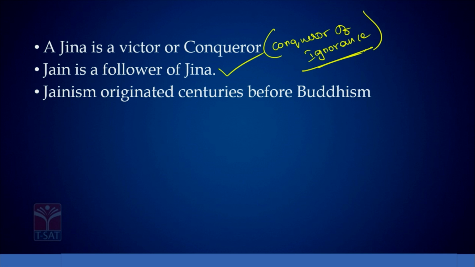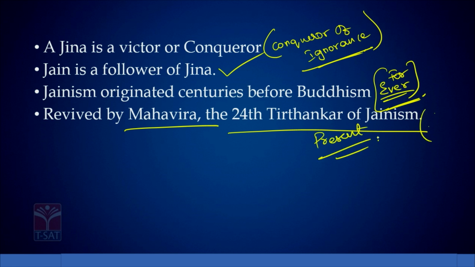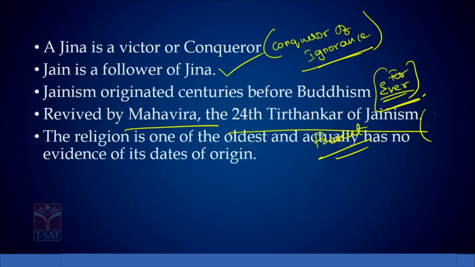Jainism propagates that it has originated centuries before Buddhism. It has been there forever. Jainism believes they are a philosophy which has existed forever. 24th Tirthankara Mahavira revived it into the present form. The present form of Jainism is actually a format or a philosophy which was given by Vardhaman Mahavira, the 24th Guru.